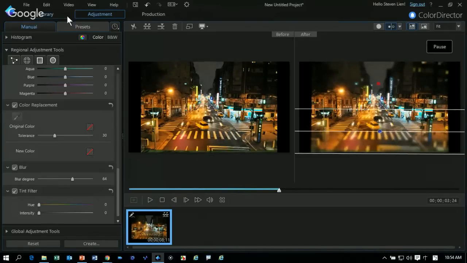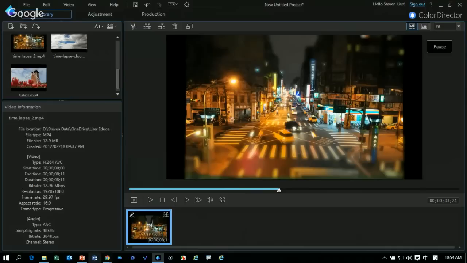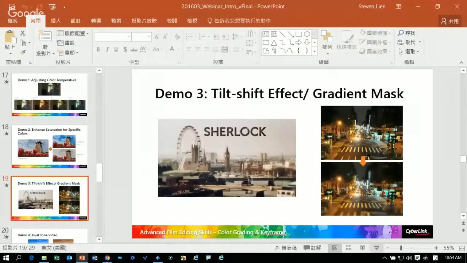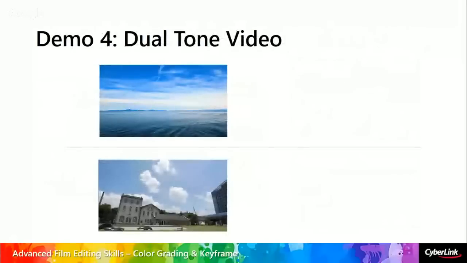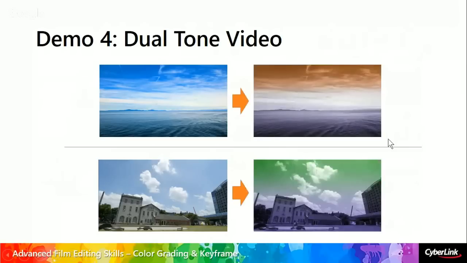Okay, so this is the tilt shift effect, how to do that. And with the gradient mask, we can also do some little trick. Like this is original footage, and we want to make the footage in dual tone, like the upper part in orange and the lower part in purple, like this one, upper part in blue, in green, lower part in purple.